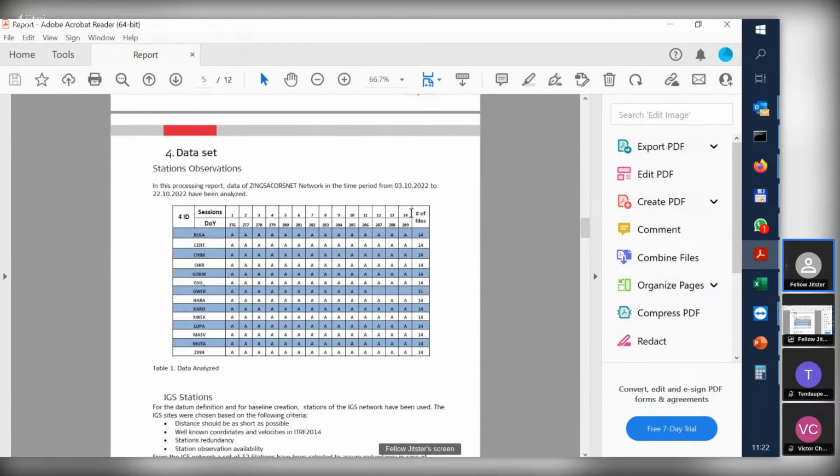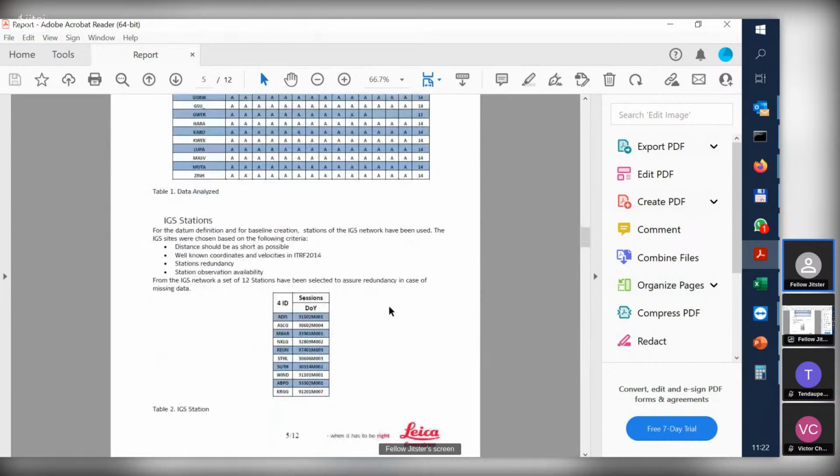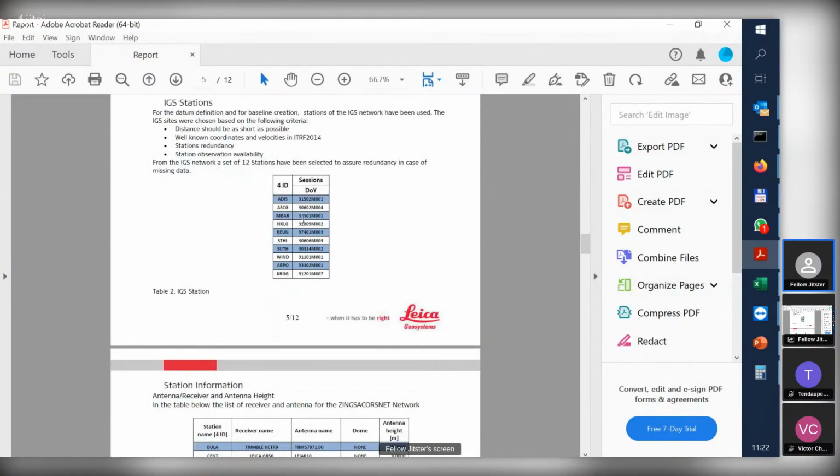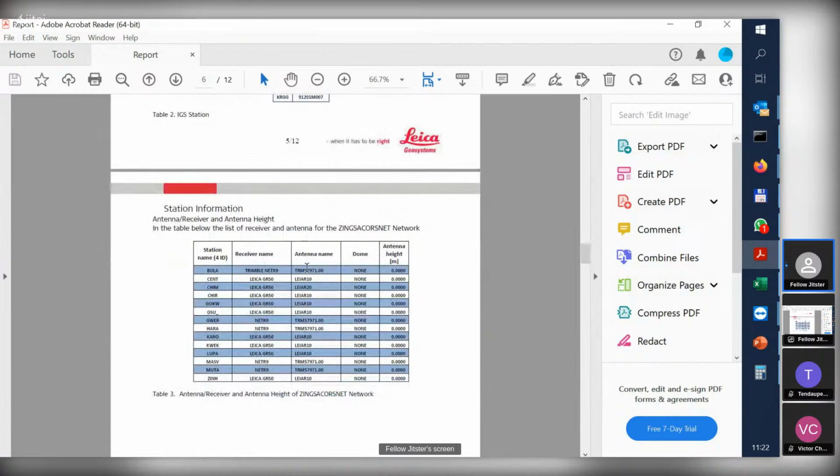So you can see we use 14 days of data, including all stations from Zingsa, including your 5 stations. So the data set was quite okay. We are missing some files from Gveru for the last 3 days, but this is not critical. So here you can see the total number of data sets used, so 14 except for Gveru, where we use only 11. Then this is the list of IGS stations. So we use 1, 2, 3, 4, 5, 6, 7, 8, 9, 10 IGS stations. So here's the list. These are the receivers and antennas which are used at IGS stations.